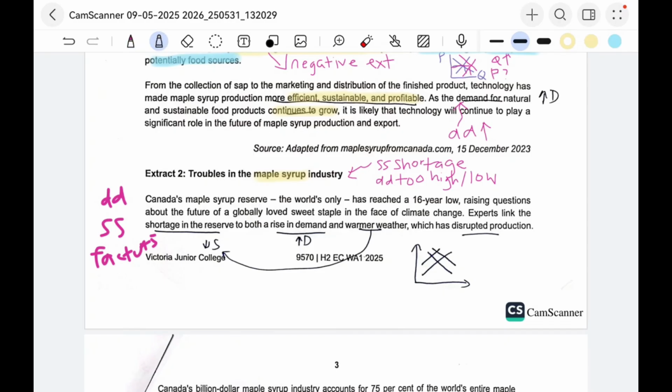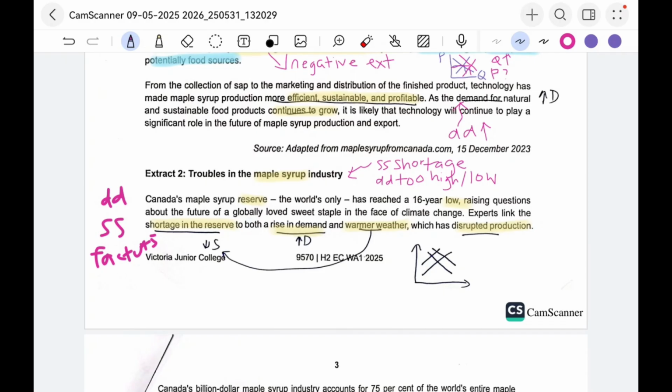Okay, so let's read. Canada's maple syrup reserve, okay, so this is about a supply, has reached a 16-year low, raising questions about the future of a globally loved sweet staple in the face of climate change. Experts link the shortage in the reserve to both a rise in demand and warmer weather, which has disrupted production. Okay, so this is clear.